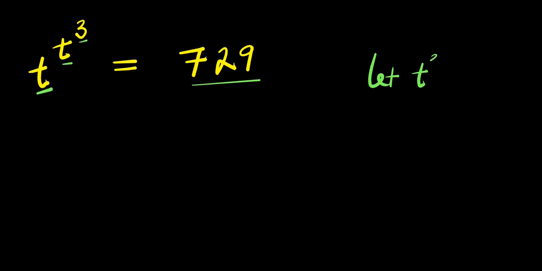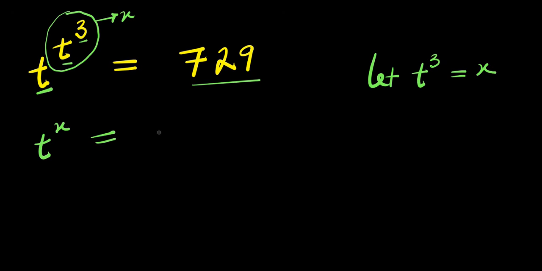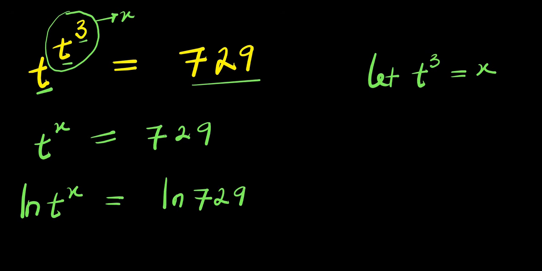let t power 3 equals x. So this t power 3 here, we are going to replace it with x. That means we are simply going to have t power x equals 7 to 9. Now, the next step will be to apply natural log. I have natural log of t to the power of x equals natural log of 7 to 9.